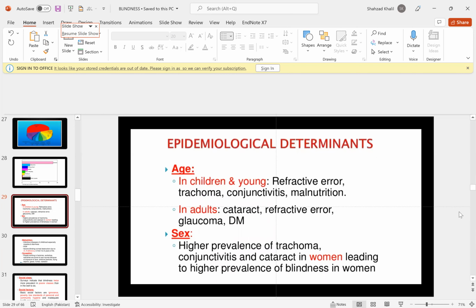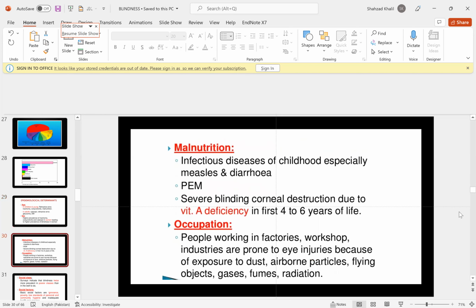Epidemiological determinants. Age. In children and young, refractive error, trachoma, conjunctivitis, and malnutrition. In adults, cataract, refractive errors, glaucoma, and diabetes mellitus. There is a high prevalence of trachoma, conjunctivitis, and cataracts in women, leading to a high prevalence of blindness in women. Malnutrition, infectious diseases of childhood, especially measles and diarrhea. Protein energy malnutrition, severe blinding corneal destruction due to vitamin A deficiency in the first 4 to 6 years of life.